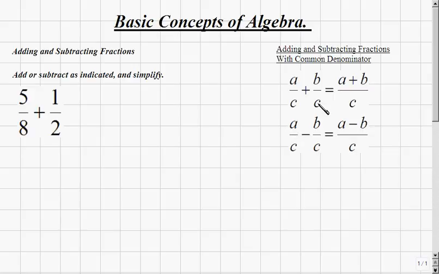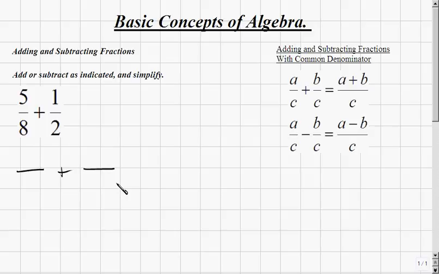A over c plus b over c, with a common denominator, tells us to add the numerators and keep the bottom. Right now, our two fractions do not have the same denominator. They're not common denominators. So our first goal is to convert these two fractions so that they will have a common denominator. The next question is, what will be the common denominator? So, we'd like to write these two fractions with the same denominator on bottom, but what would that number be?